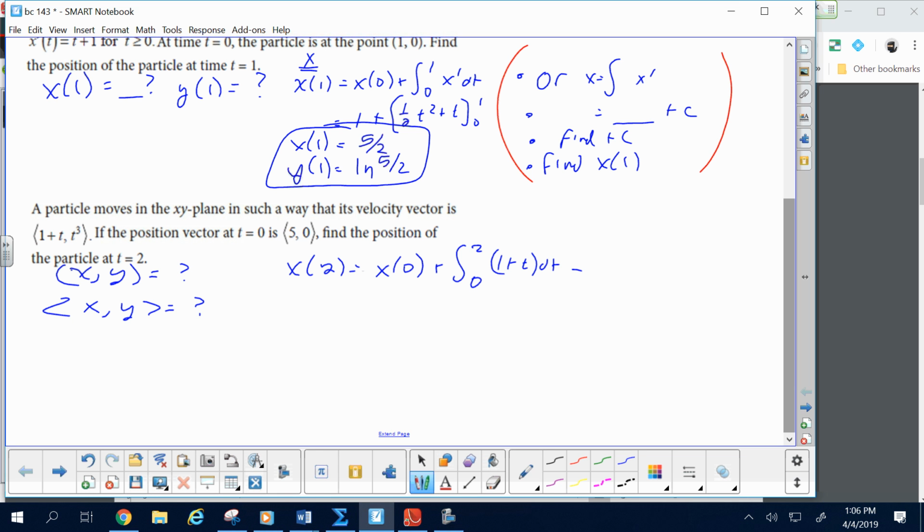What'd you get for x at 2? Anybody? 0? 9? Nobody? No help whatsoever. 9? Okay, 9. We're clear. And y then? Yes? Why do you have to assume that x is 5? Isn't that supposed to be accurate? Oh.